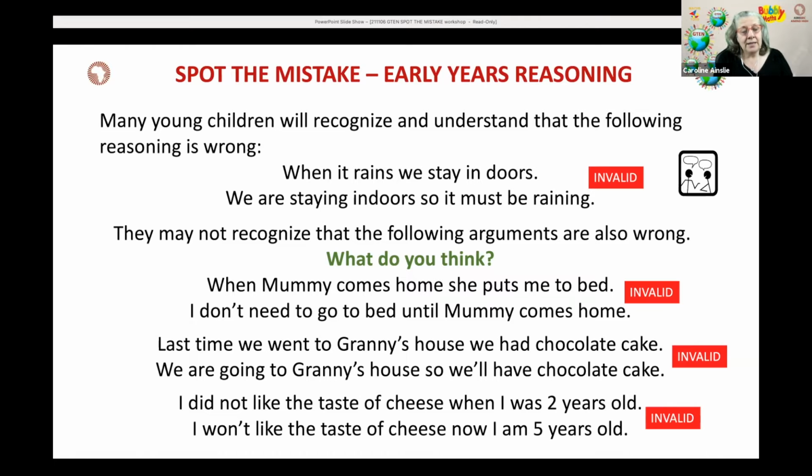And that is something that's invalid, and it's not an argument they can use to say, I didn't like it when I tasted it when I was 2, therefore I'm not going to like it when I taste it now. A very emotive argument there. But it can be an argument for them refusing food, and they probably will stick to their guns for quite a long time if they're determined. Logic has nothing to do with it.